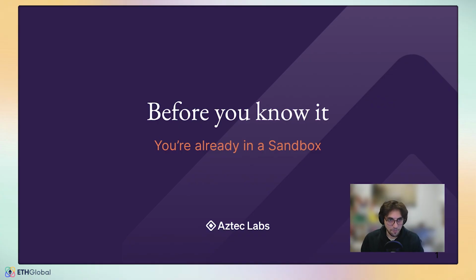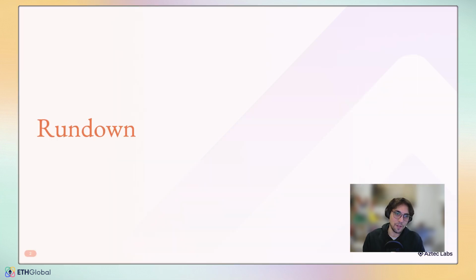Aztec is a privacy-focused L2 on Ethereum. It relies quite heavily on zero-knowledge proofs to allow for privacy on a truly decentralized network. It allows you to execute private and public transactions and store public and private state. There are three little steps to becoming a privacy developer.